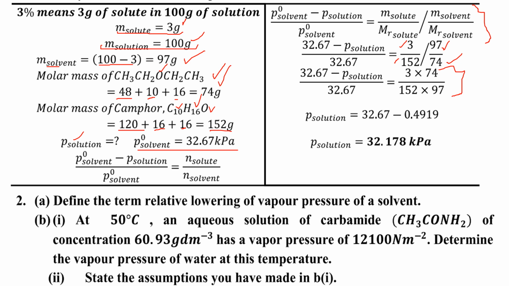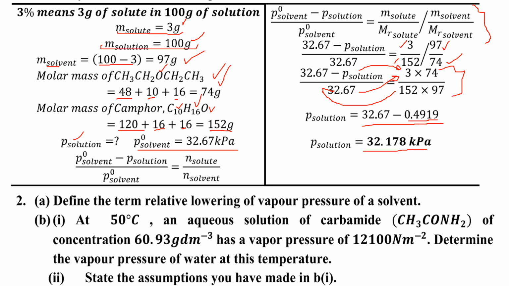Now here we cross multiply. In cross multiplying, this one is going to go this side, and you make sure that everything is done at once. Now if it goes that side, you are going to remain with 0.4919. Since this is negative, we bring P this side, and then we take the product this side. So it's going to be 32 minus 67, and you end up with 32.178 kilopascals.